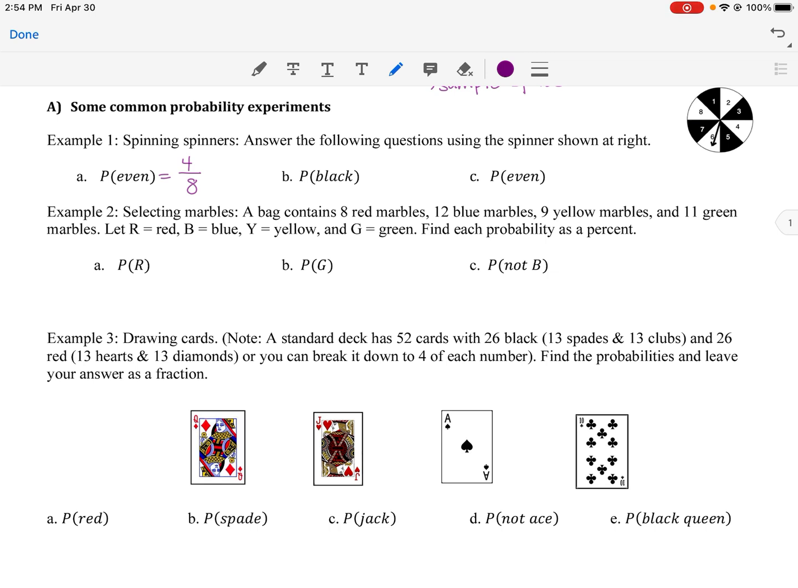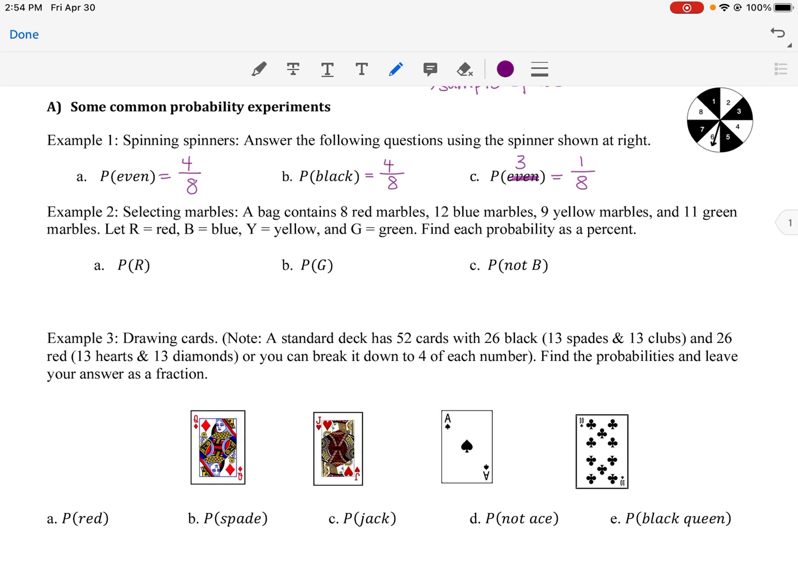If we are looking at the next one with black, once again, there are 4 black spaces out of 8 total possible. Whereas if I said, what's the probability of getting a 3, let's say, we would say there's only 1 three out of the 8 possibilities. Okay. So let's look at the next one.